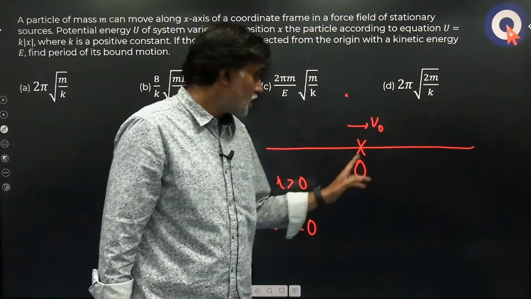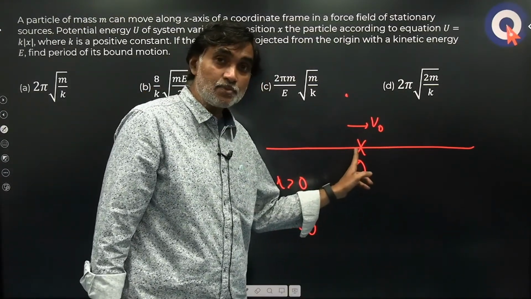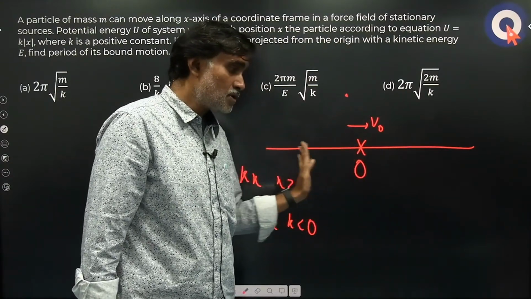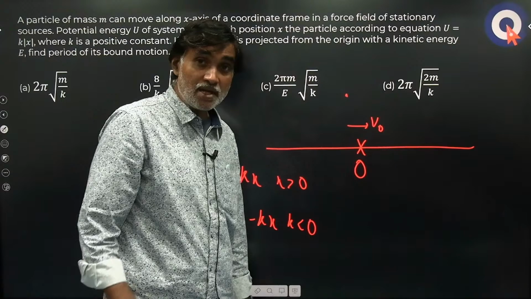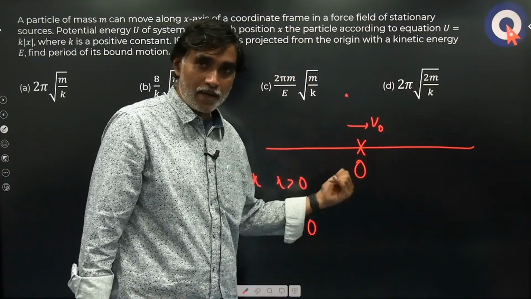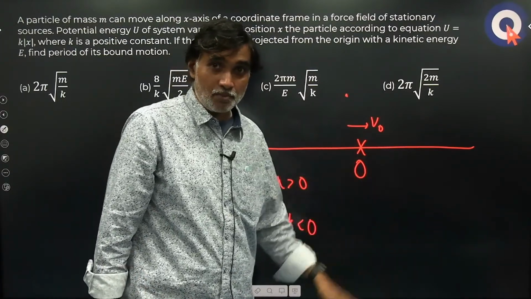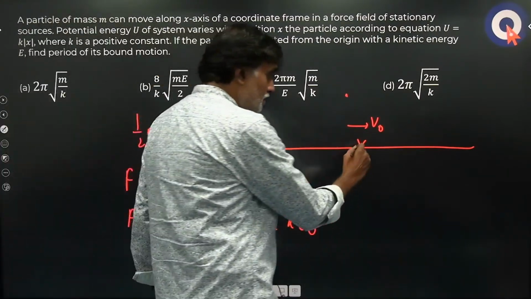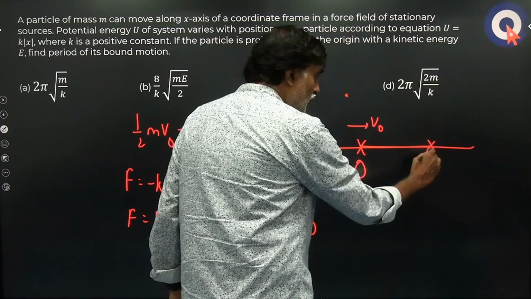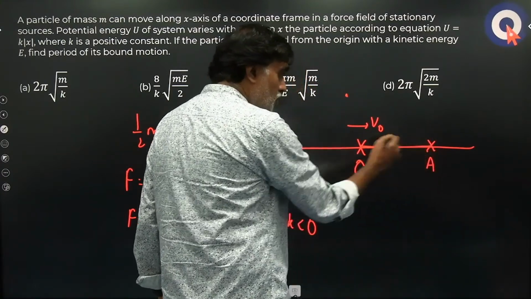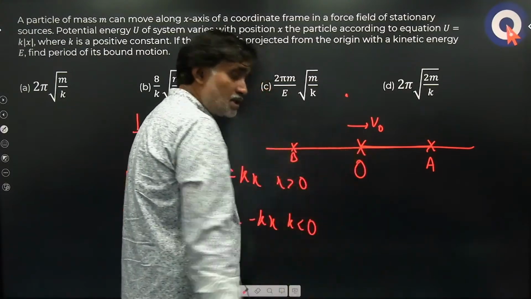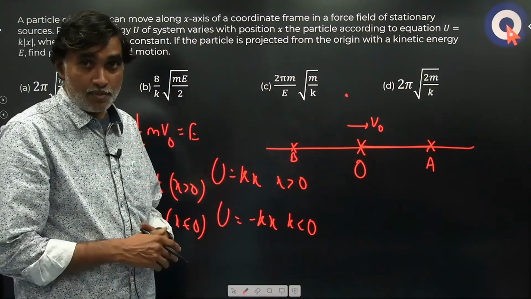If I displace it towards the right, force is acting towards the left. Towards the left, force is acting towards the right, but it is a constant force. So it comes back, but it is not SHM because force is constant. Then what is the time period of oscillation? Let us say it goes and stops at A, then it comes from A to O, then goes and stops at B, and comes from B to O. That is one oscillation. That is the time period.